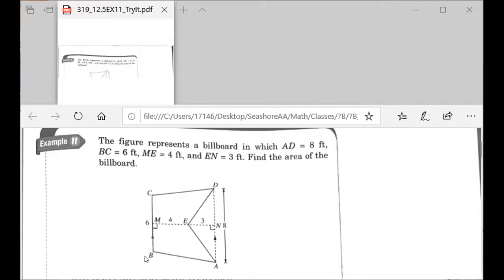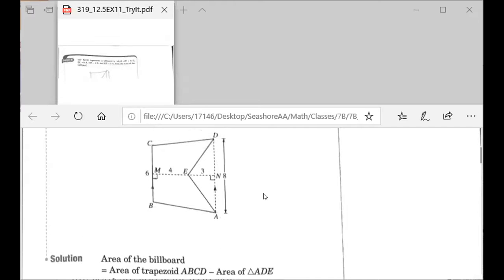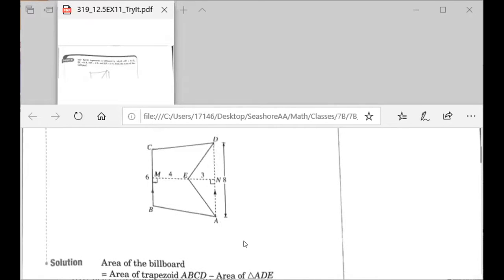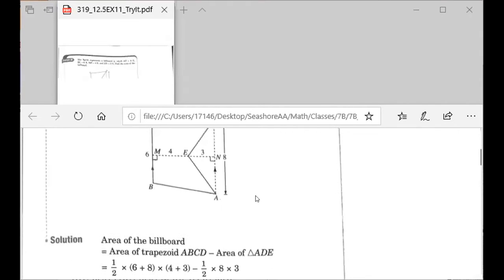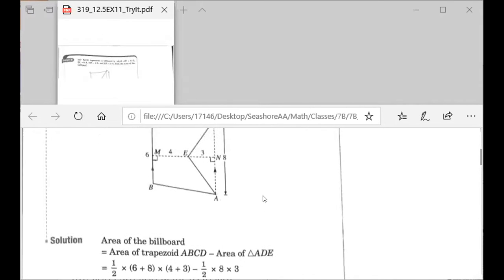We see this ABCD. This is the trapezoid shape. So first of all, we're going to use the area of the trapezoid shape and then take away the area of the triangle shape. In that way, we can figure out the area of this billboard. So we have 2 steps. First step, we need to figure out the area of the trapezoid shape.